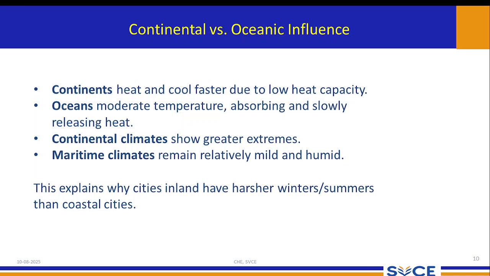Because of the seashore, there is a very good breeze in the evening time. That's why people used to go to the beach every evening in my native place. The maritime climate remains relatively mild and humid. This explains why inland cities have harsher winters and summers than coastal cities.